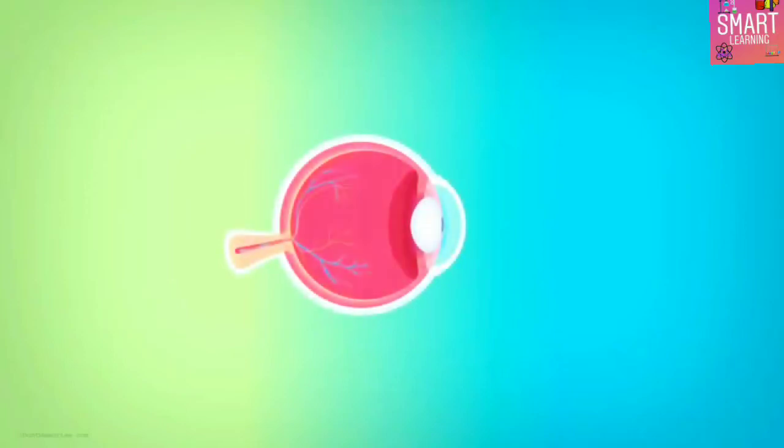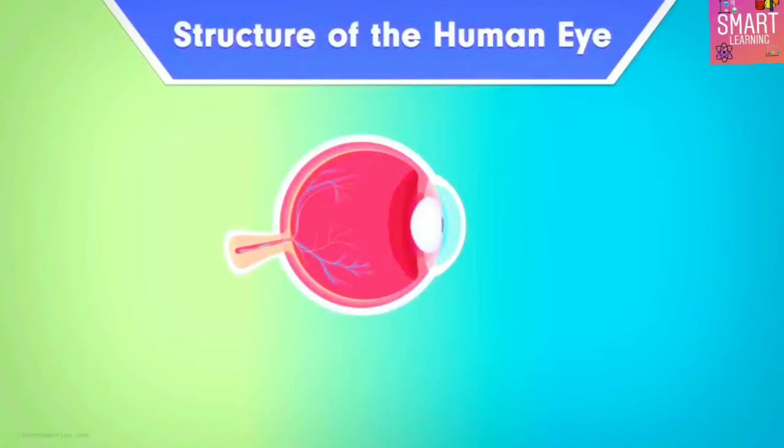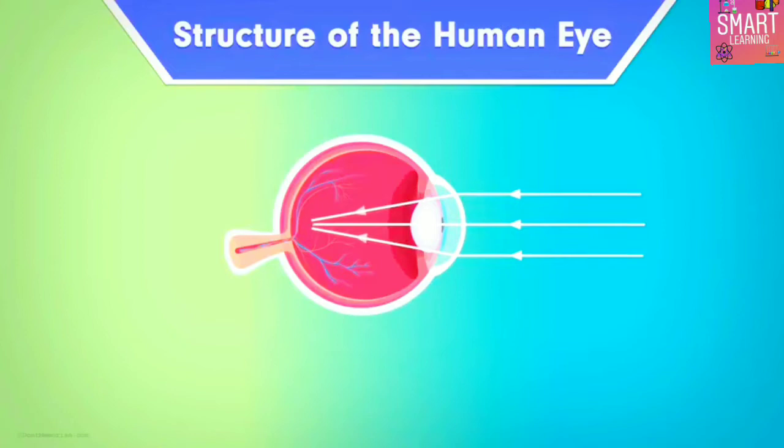In our previous video, we studied the structure of the human eye and propagation of light through it. There we saw that most of the light which enters the eye is refracted by the outer front layer of the eye called the cornea.